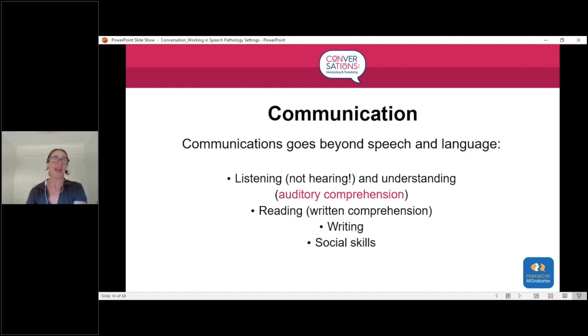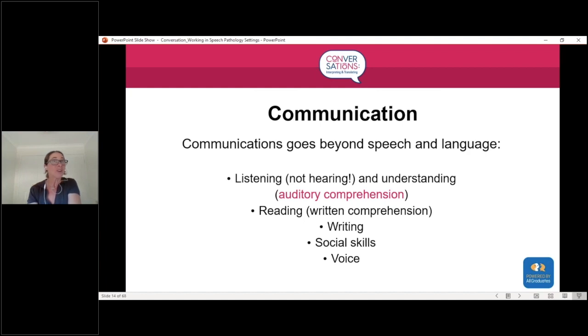Social skills, okay, communication is a two-way thing, isn't it? So in order to have successful communication, you need to be able to master speech and language, but you also need to know the rules of social communication: giving someone a turn, speaking when it's your turn, letting others speak, making eye contact. So there are all those social skills that go along with communication, which are of interest to speech pathologists.